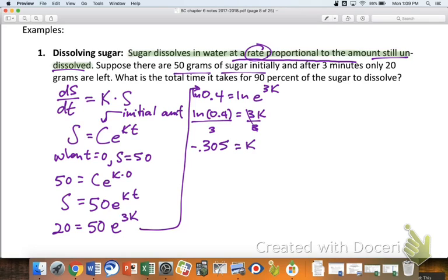So then we finally end up with this lovely S equals 50e^(-0.305t). And now, after all that effort, we're allowed to try to answer their question, which was highlighted in a lovely yellow: what is the total time it takes for 90% of the sugar to dissolve? This is where the wording gets a little weird. We clearly have to plug something in for S. What should I plug in for S?